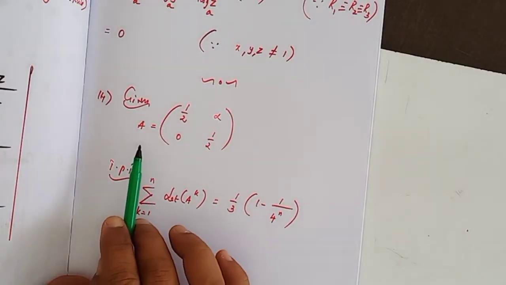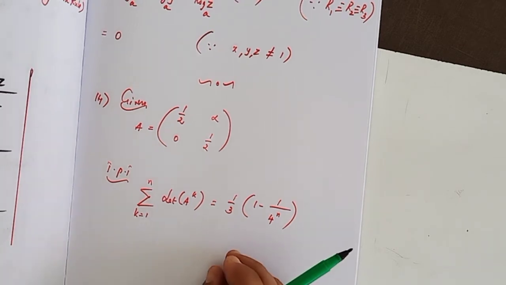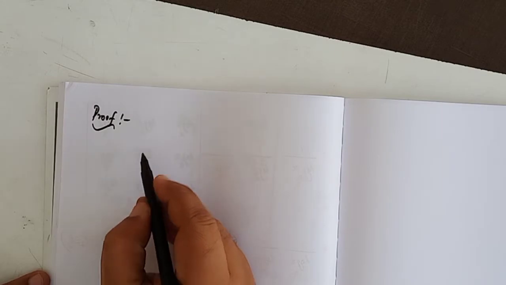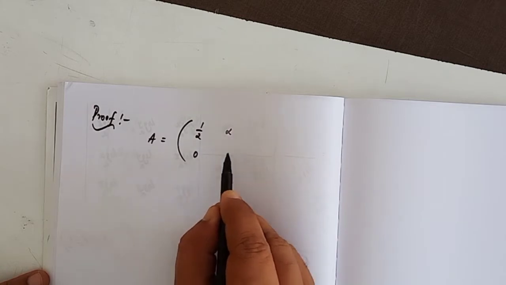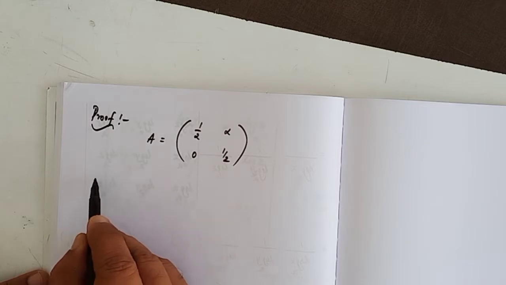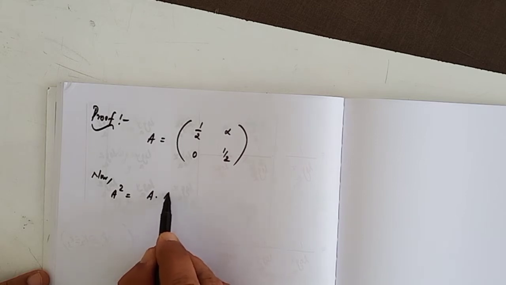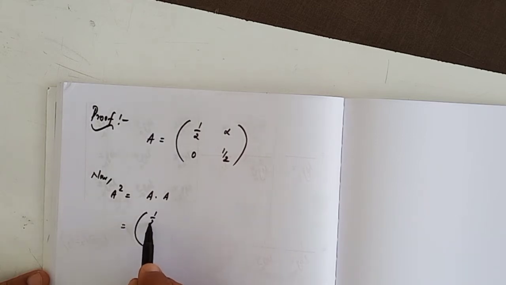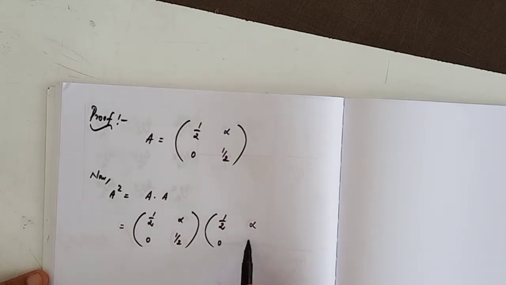You are given the matrix A, and we need the determinant of A power k. Before finding the determinant, I am finding A squared and A cube. So A is [1/2 alpha; 0 1/2]. Now we can find A squared, that is A into A, so again you write [1/2 alpha; 0 1/2].